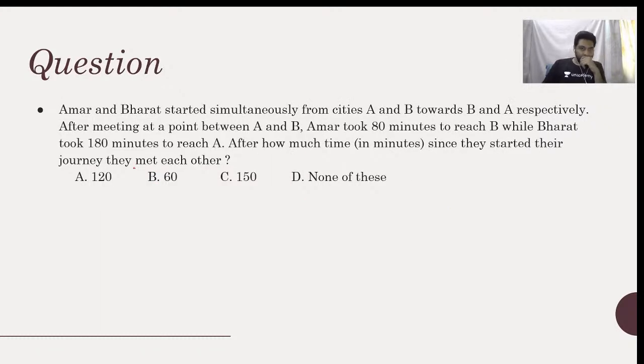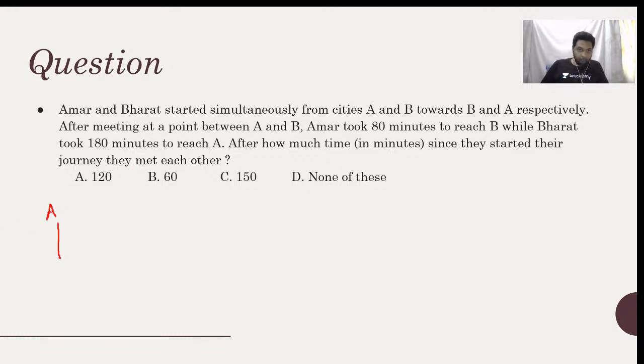Now let us look at another question where he says Amar and Bharat started simultaneously from cities A and B towards B and A respectively. After meeting at a point between A and B, Amar took 80 minutes to reach B while Bharat took 180 minutes to reach A. After how much time in minutes since they started their journey, they met each other?